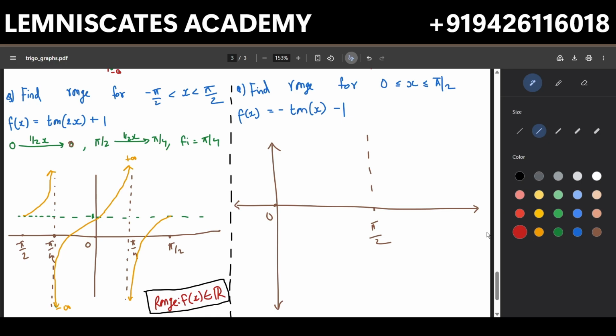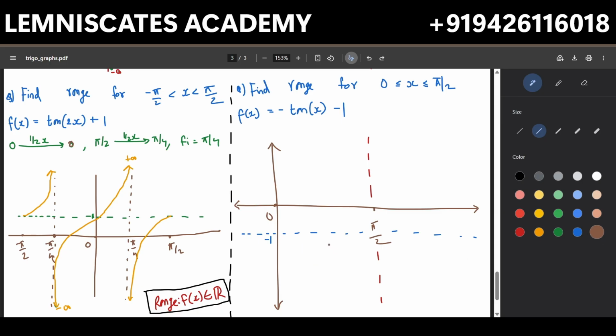and this is my asymptote. Let me draw the asymptote with a different color. And of course, my another asymptote was at minus pi by 2. And the graph of tan x is coming downwards because of the negative coefficient of the tan x. My graph is going to be like this, not like this. And the graph is overall shifted 1 unit downwards. So this is at minus 1. This line is minus 1. So instead of passing from 0, it will now pass at minus 1.